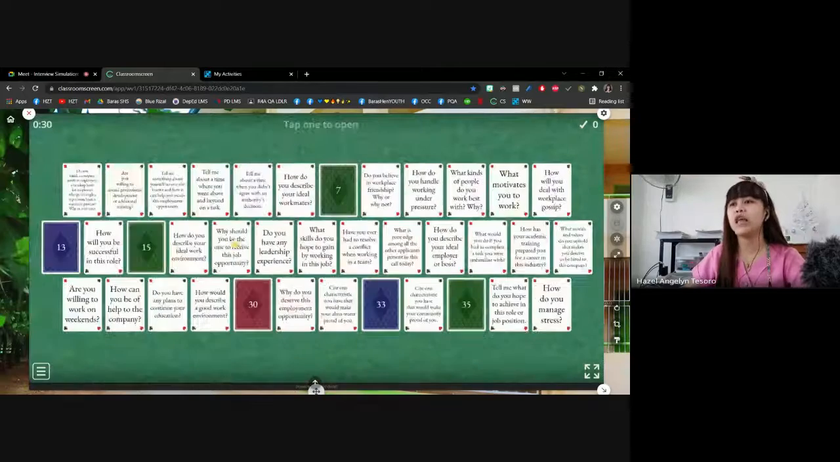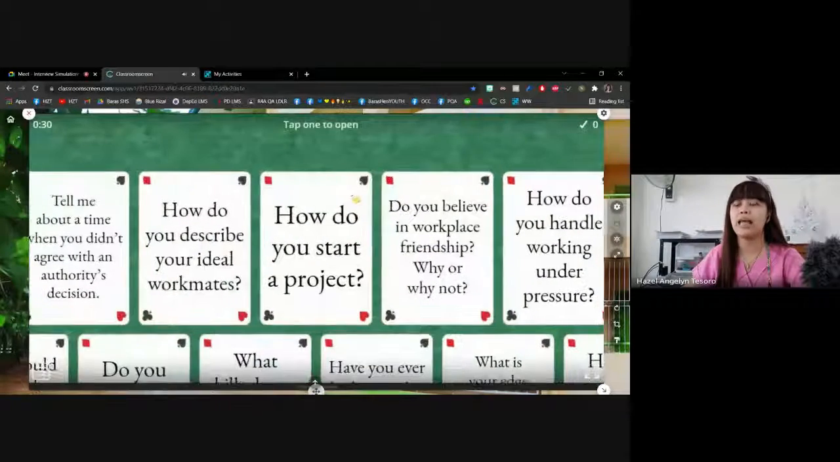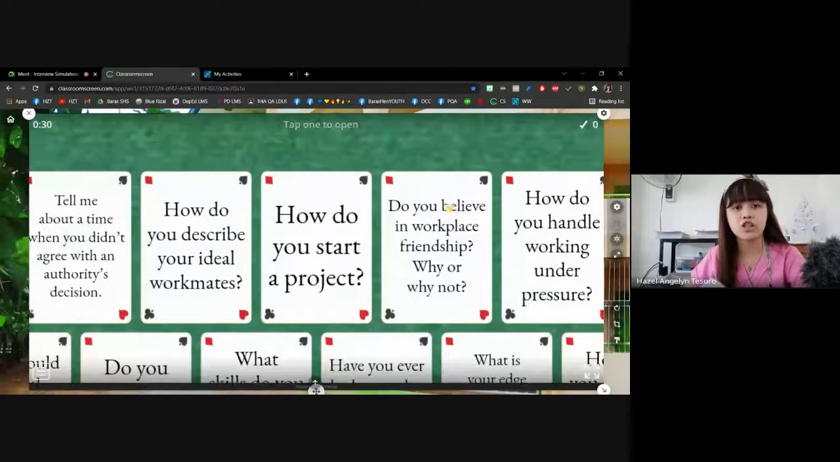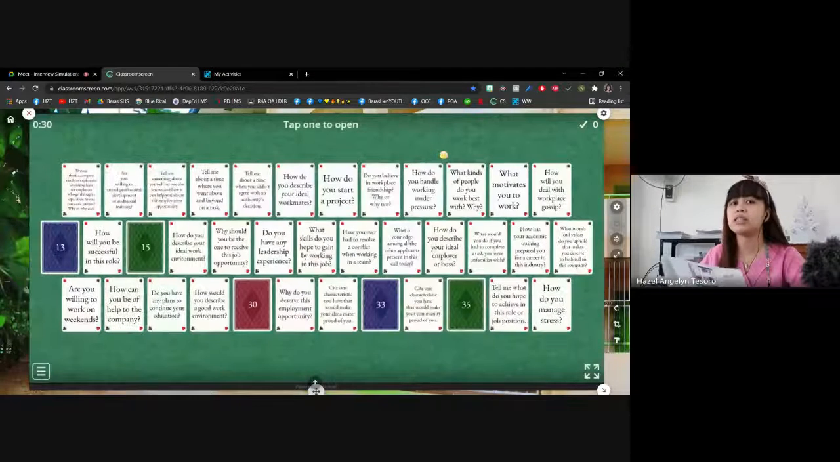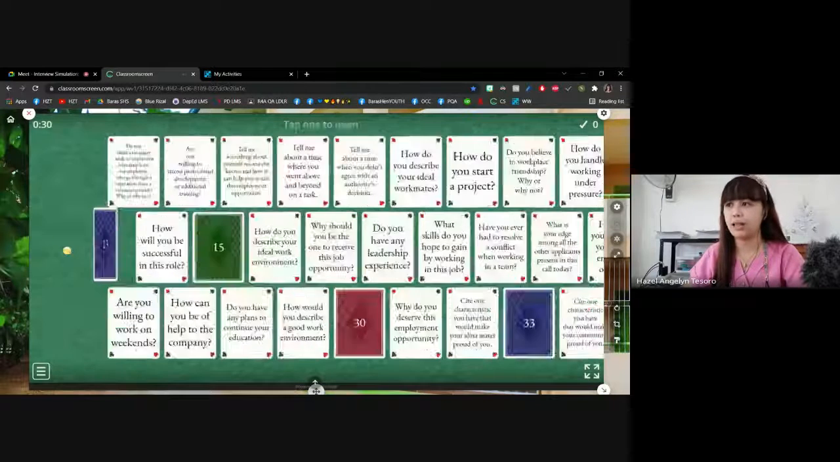So, to reveal the other questions that were not opened, how do you start a project? This is more on project planning. So, you need to know a little about this, project planning, which we will discuss sa reading and writing skills on project proposal writing.